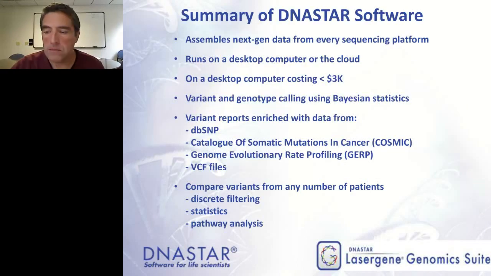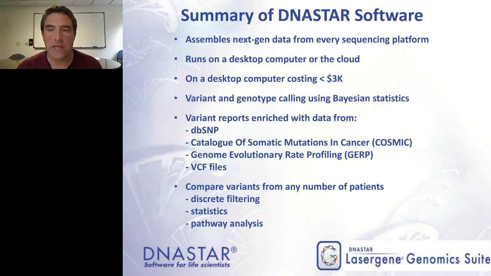So, a little bit of a summary now on DNASTAR software. The software is very flexible, accommodating different sequencing platforms and different types of workflows. We run great on budget computers, we run up on the cloud, and you can run our assembler on a Linux cluster if you want. Really we shoot for desktop computers that are relatively inexpensive, so under $2,000 will get you all the hardware that you need.